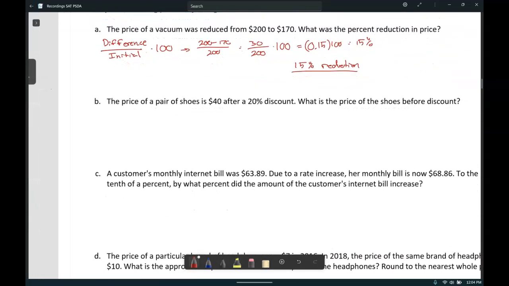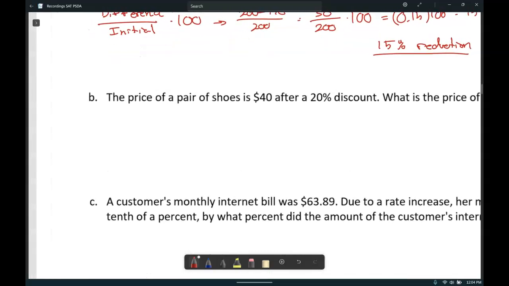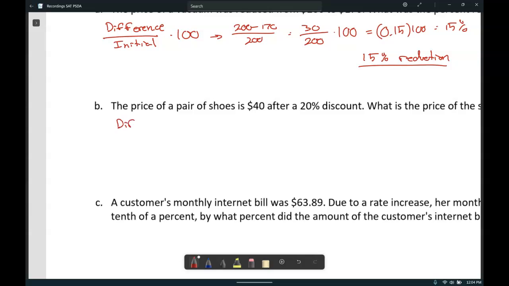The price of a pair of shoes is $40 after a 20% discount. What is the price of the shoes before the discount? So again, we want to look at our formula with the difference divided by the initial times 100 equals our percent of change. Now, we're not given the initial value. What we're given is the new value, $40 after the 20% discount.